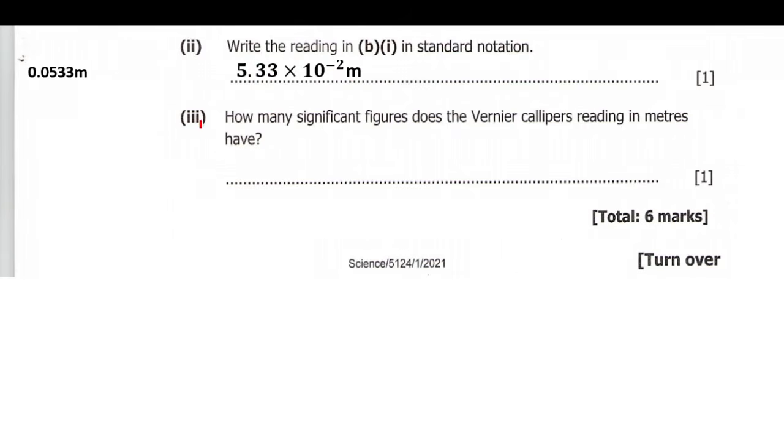Then part 3 reads, how many significant figures does the Vernier calipers reading in meters have? So these readings here, how many significant figures are there? You count these figures themselves as they appear. So it has 1, 2, 3. 3 significant figures.